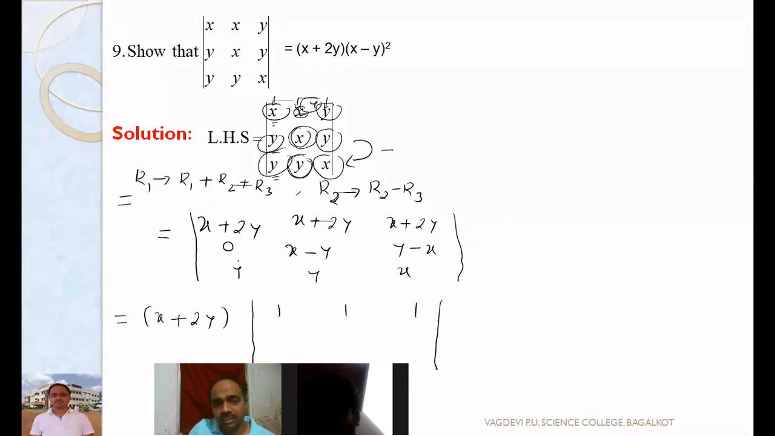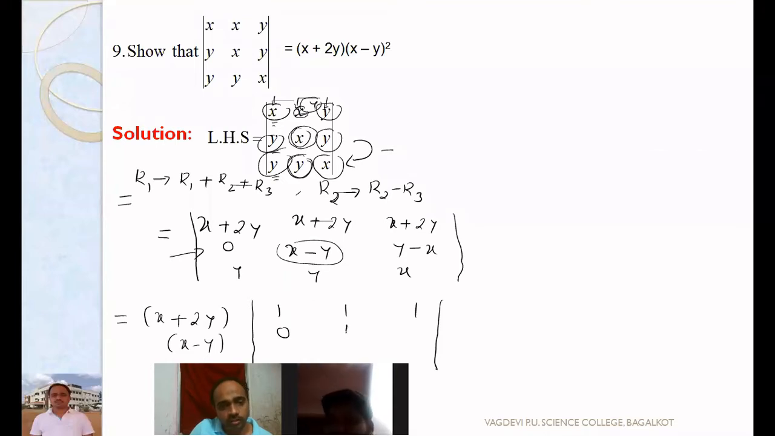And what is common in the second row? The second row is 0, x minus y, y minus x. I can take x minus y common. Y minus x also can be taken common, but look at the right hand side. I want x minus y. If I take x minus y common, I get 0. 0 means 0 only.